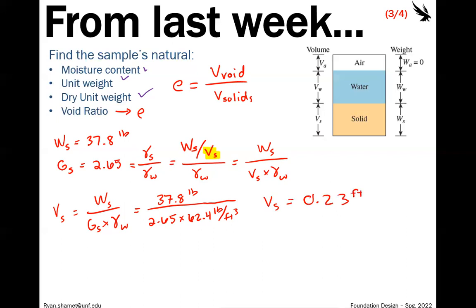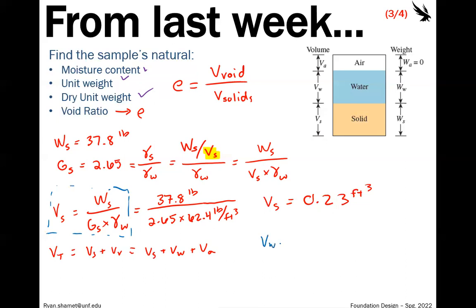VS is equal to 0.23 cubic feet. We know that the total volume is equal to the VS, the volume of solids, plus the volume of voids. We also know that the volume of voids makes up the volume of water plus the volume of air. So basically what we can do for the volume of water is the same thing as before. So we'll use the same equation here, since we know the weight of water.